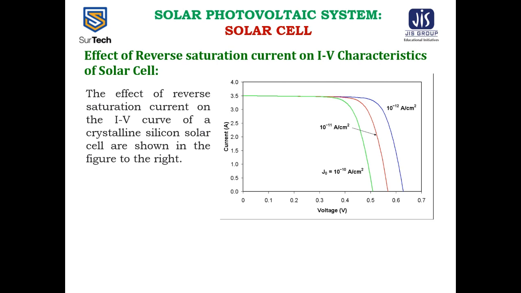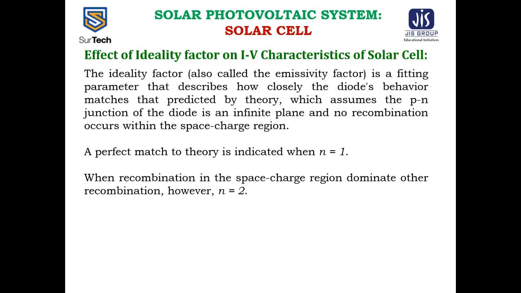Come to the effect of ideality factor on the IV characteristics of solar cell. The ideality factor, which is also called the emissivity factor, is a fitting parameter that describes how closely the diode's behavior matches that predicted by the theory, which assumes the PN junction of the diode is an infinite plane and no recombination occurs within the space charge region. A perfect match to the theory is indicated when n is equal to 1.